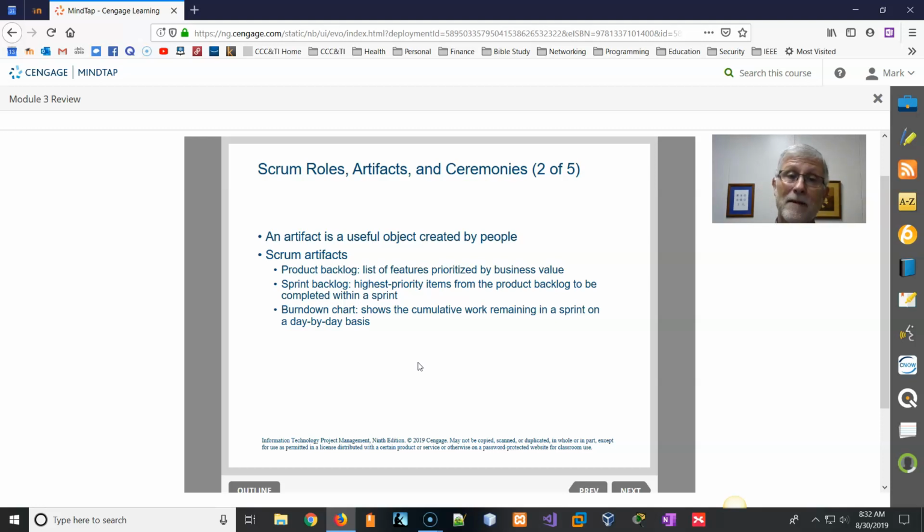Now, these are things that are created by the people. So there's some things for the project management process. There's a product backlog, all the features that have business value. So in the initiation phase, we came up with a list of features that this product needs to have. A sprint backlog says, hey, these are the highest priority items that we want to complete in this 2 to 4 week sprint that we're going to develop. And this burn down chart shows the accumulated work remaining on the sprint on a day-to-day basis. So we at least see in this 2 to 4 week sprint how we're progressing day by day.